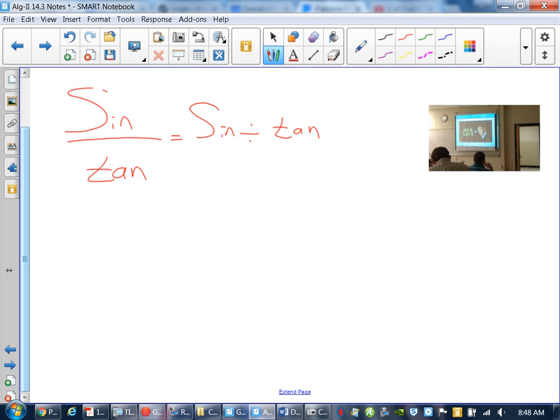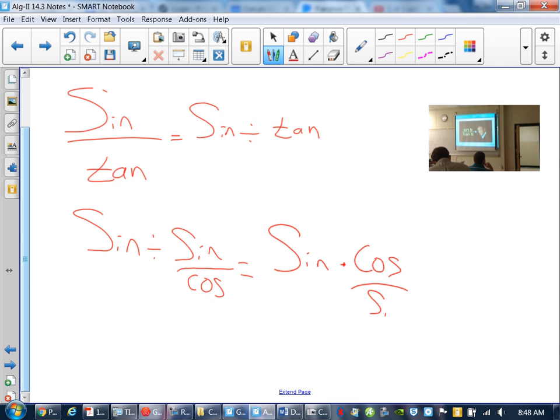Tangent can be rewritten in terms of sines and cosines. What's tangent written as sines and cosines? Sine over cosine. So then I can go and say that it's sine divided by sine over cosine. But when you're dividing fractions, what do you do? Yep, you multiply by the reciprocal. So you get sine times cosine over sine. And what happens? And what are you left with?